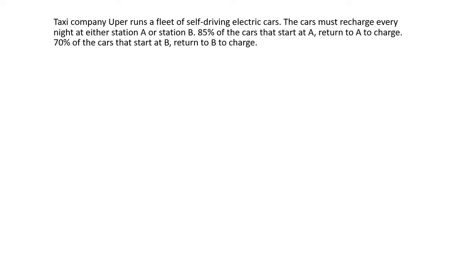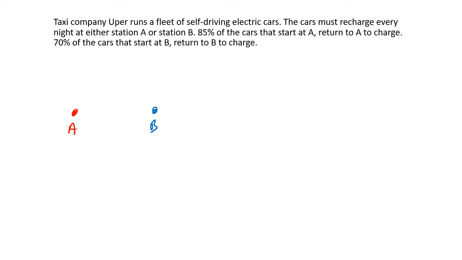So here I've said a taxi company called Uber runs a fleet of self-driving electric cars. The cars must recharge every night at either station A or station B. 85% of the cars that start at A return to A to charge, and 70% of the cars that start at B return to B to charge. So we have a station A. And then to make things simpler, we've got a B in blue.